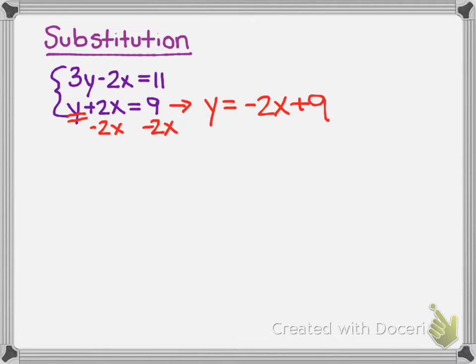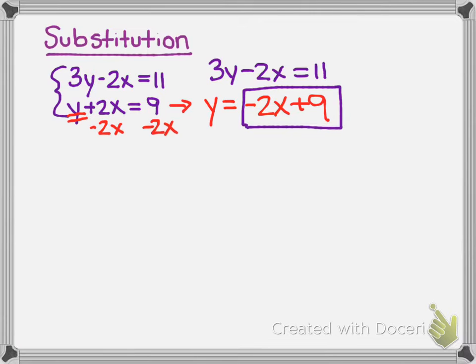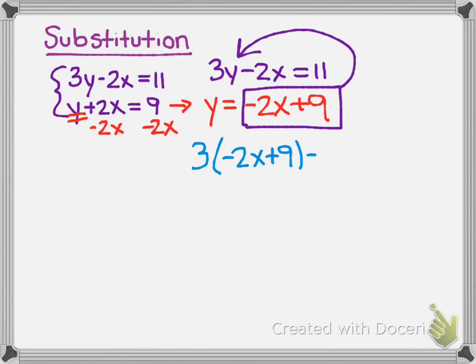So I'm going to rewrite the function, the top one, just so we can see it a little bit easier here. So essentially what we're going to do is, because -2x plus 9 equals y, we're going to take that whole function, -2x plus 9, and put it in for y in the first equation. So that's going to look like this: 3 times (-2x plus 9), and then the rest of the top equation, -2x equals 11.